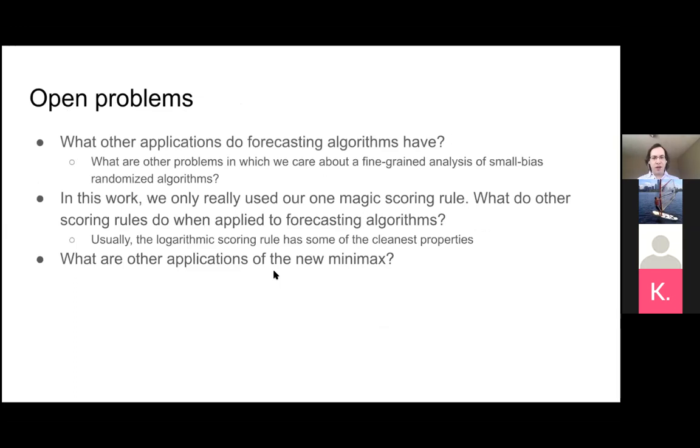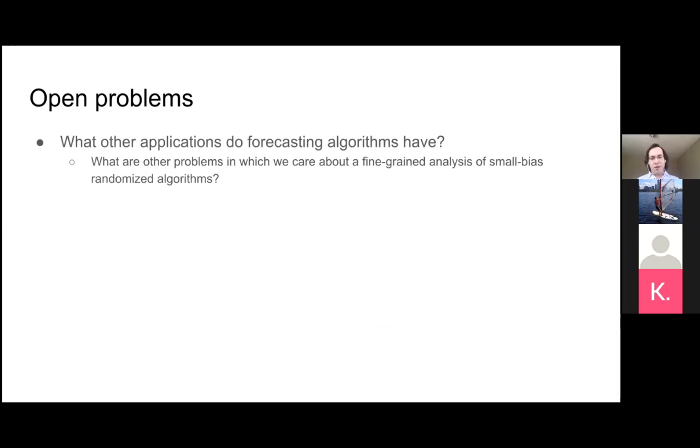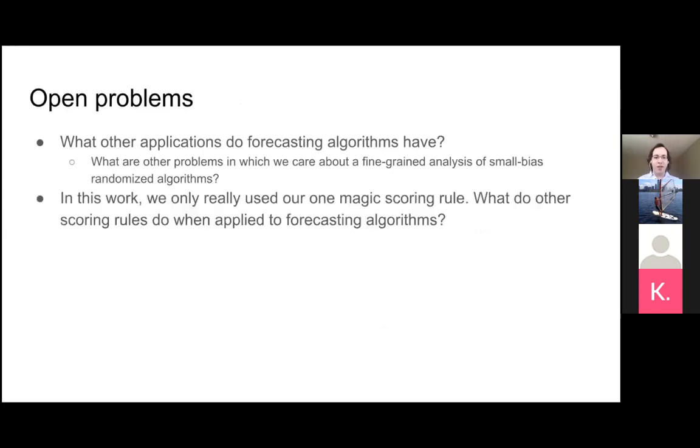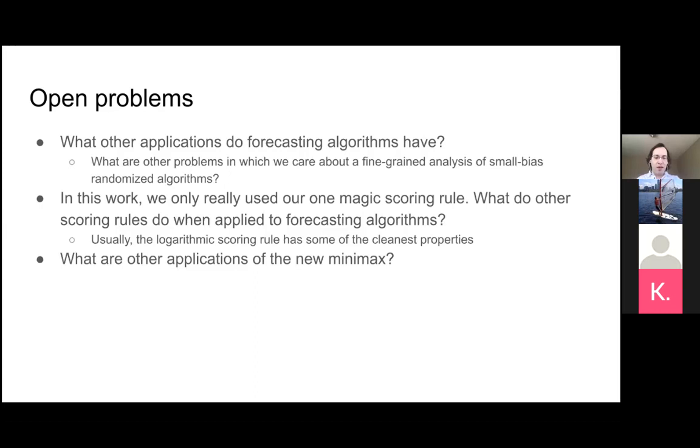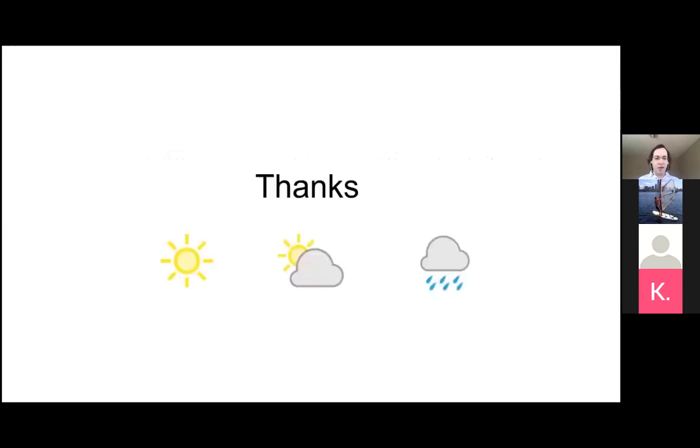Okay, and finally, open problems. Mostly the main open problem is what are some other applications of forecasting algorithms? Also, what about other score rules? We only used one, but can you get any new insights from evaluating algorithms using one of the other ones? What are other applications of the minimax? We showed composition in query complexity using this minimax. Maybe we can do something in other models of computation.